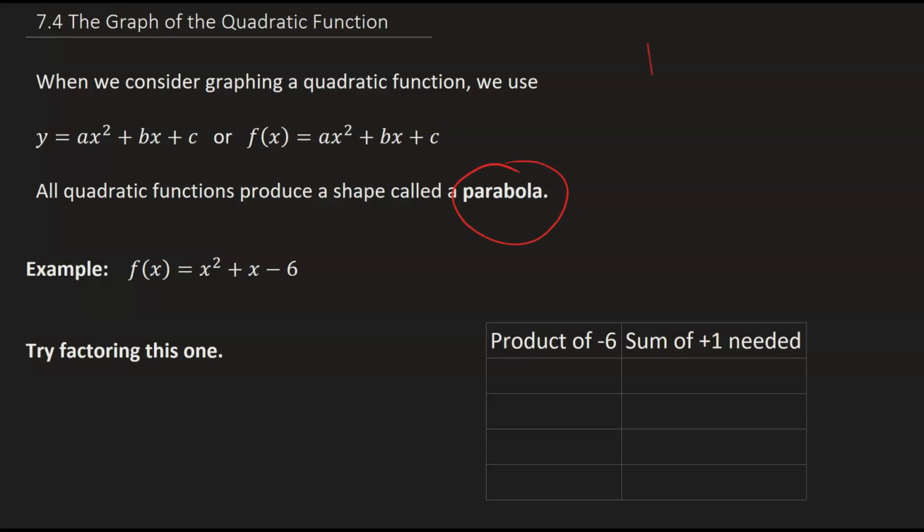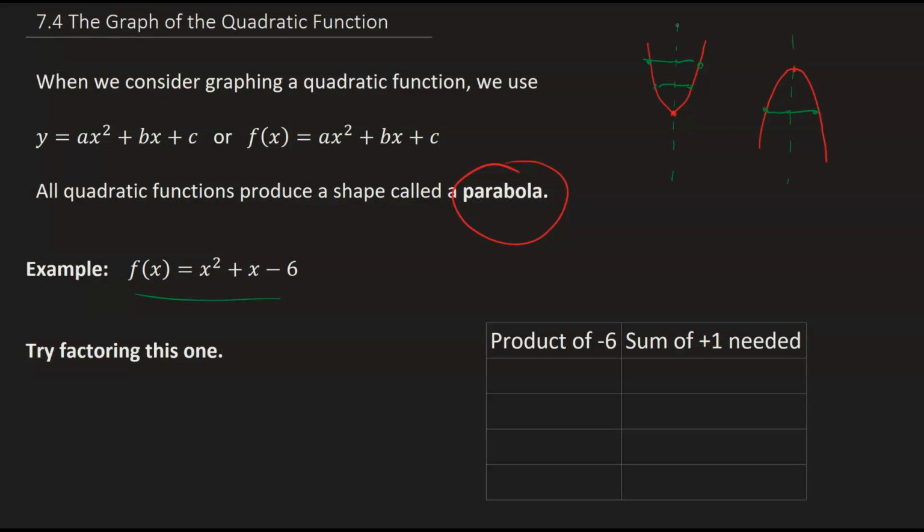That is a shape that either opens up like this, having a vertex at the bottom, or it opens downward and has a vertex at the top. All parabolas are symmetrical about a vertical line. So they have the center line and there are equidistant points on the parabola all the way along, okay? So let's get started and see if we can find out what this function looks like as a graph.